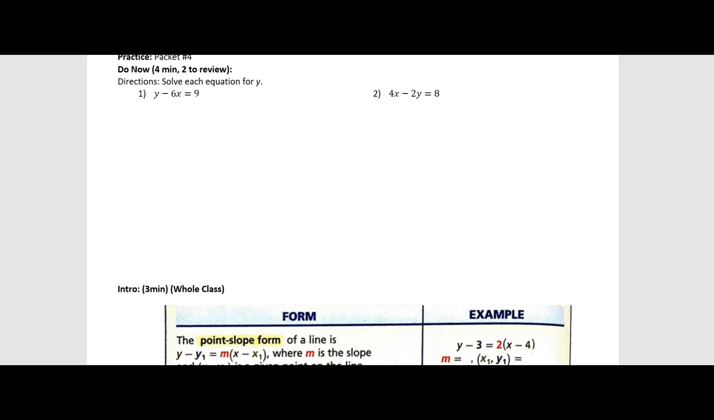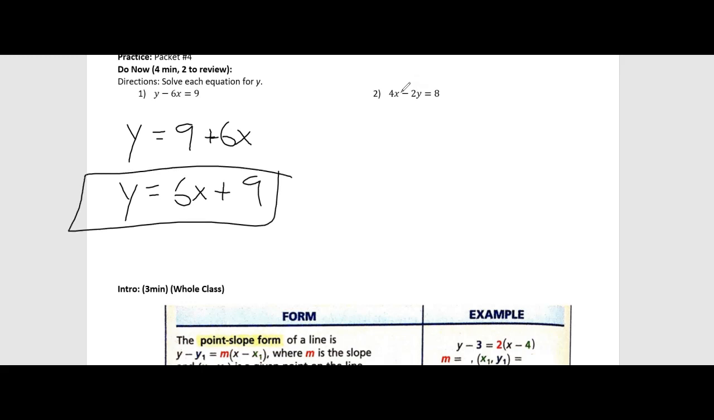All right, so for equation number 1, that one's pretty straightforward. We're just going to add 6x to both sides. So I get y is equal to 9 plus 6x. Of course, you could also say y is equal to 6x plus 9. Either one of these would be acceptable.